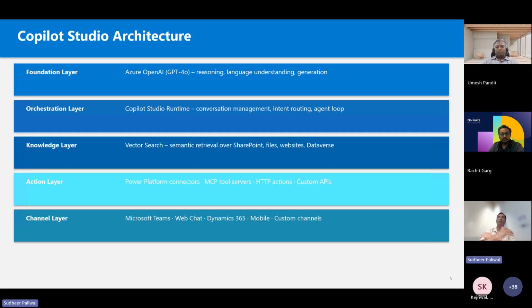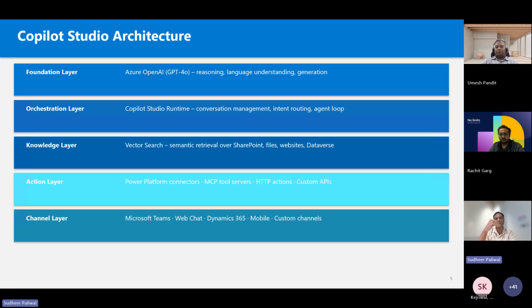So if we talk about Copilot Studio, it has a certain architecture which we have to understand. Basically, we have a first foundation layer where the LLM comes into the picture, where we have to use the predefined model. Then we have the orchestration layer where Copilot Studio itself comes into the picture and manages the conversation. Then we have the knowledge layer where we define which knowledge will be used during that conversation. Then we have the action layer where, based on that conversation or the instructions, we can define how to automate things.